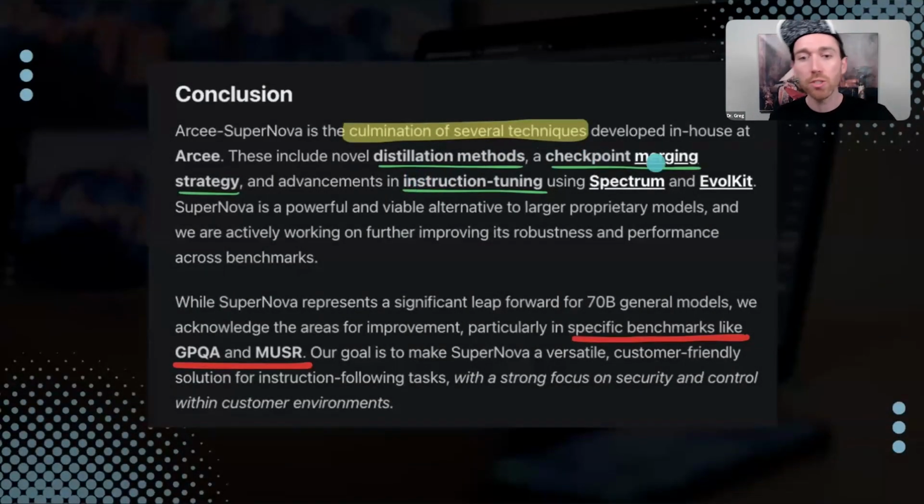Distillation, checkpoint merging, instruction tuning, using their SDG, their fine-tuning, their merging, but it didn't do better on every single benchmark. It did better on most benchmarks. GPQA is the graduate-level Google-proof QA benchmark. It didn't do better than out of the box or any other 7B model. And on MuSR, the multi-step soft reasoning, it also didn't super crush. We'll come back to reasoning models.